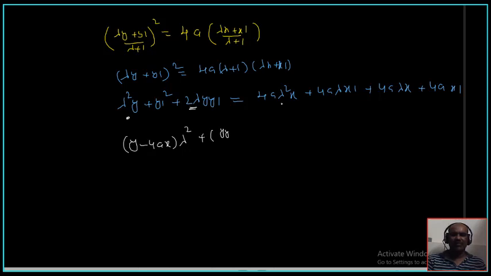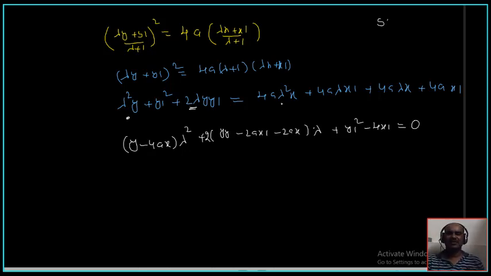Lambda, 2 lambda means 2ax1 minus 2ax1. Here also minus 2ax into 2 lambda. I will write here 2, I will write here lambda. Plus the remaining terms, y1 square is remaining. So the remaining is 4ax1 minus 4ax1 equal to 0. So now I will write things here.